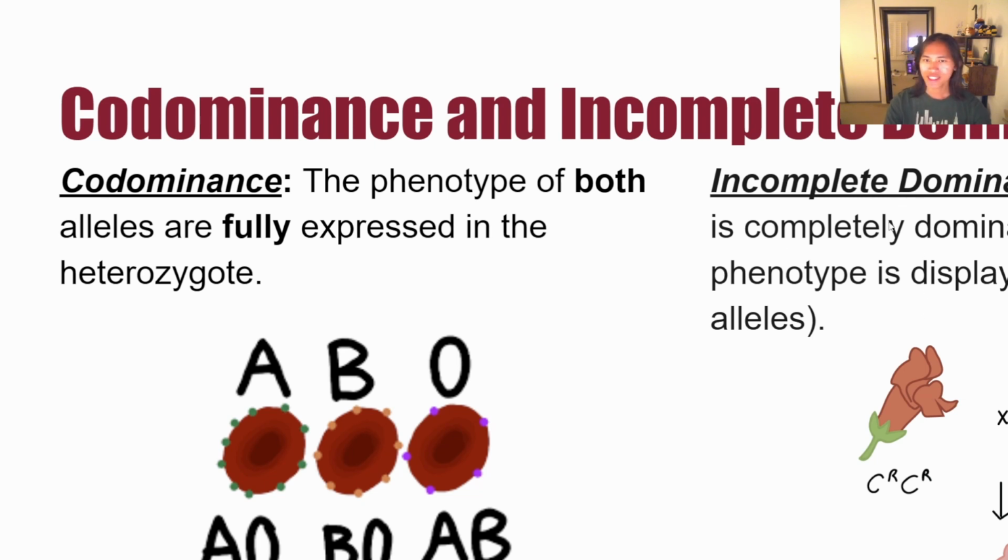Now, if we're looking into incomplete dominance, then neither of the alleles is completely dominant like over here. Instead, an intermediate phenotype is displayed, or a blend of both alleles is displayed. We can see this when we cross these homozygous red with these homozygous white flowers, or roses, which gives us these homozygous pink. We know this is incomplete dominance because the alleles, red and white, when blended together is pink, the phenotype that is displayed over here.